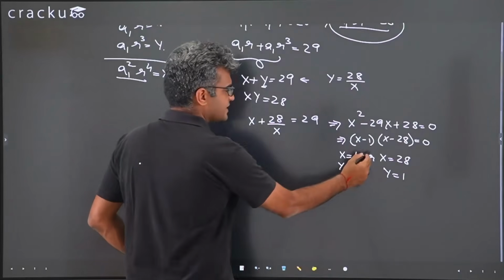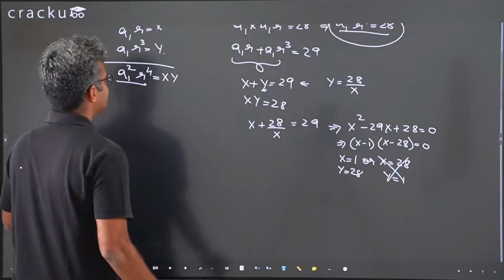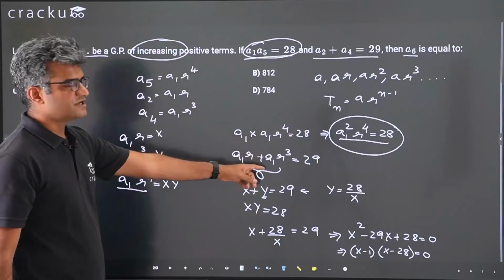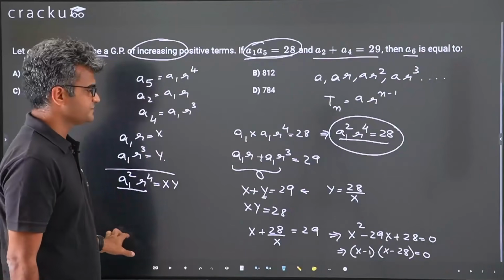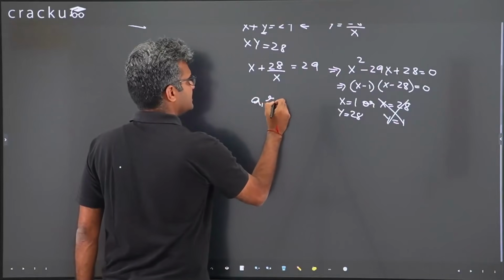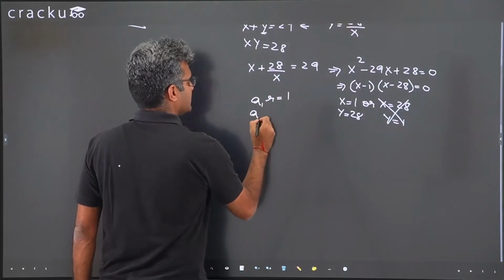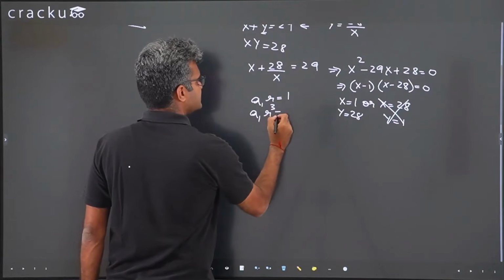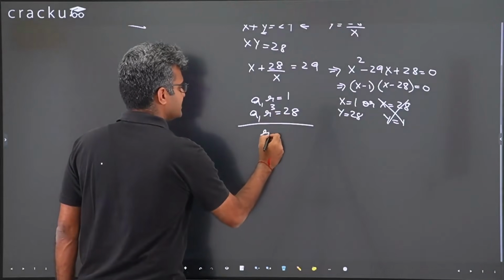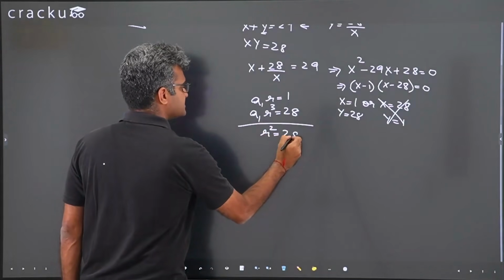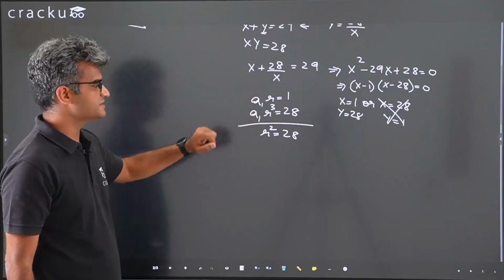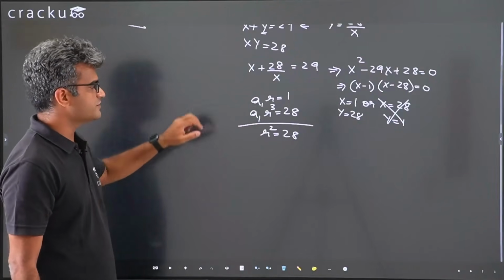But one thing we should be clear about is that we are told that this is an increasing geometric progression. So the fourth term has to be greater than the second term. So a1 r is equal to 1, a1 r cube is equal to 28. The ratio of both of them will be r square, and this is equal to 28. I'm just dividing the second equation by the first equation. So r square is equal to 28.